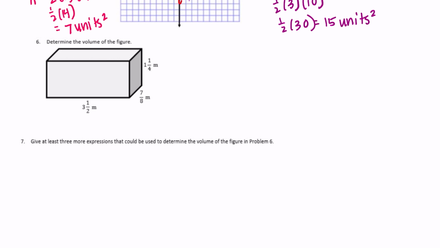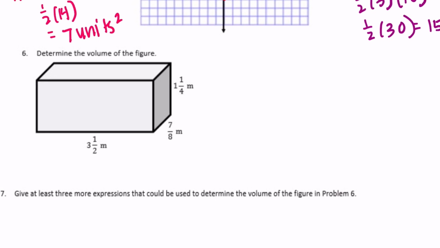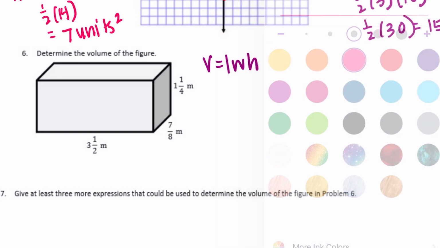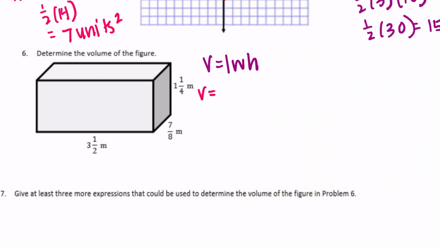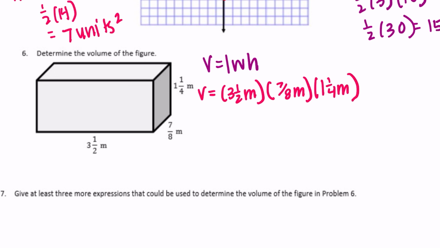All right, number 6. Determine the volume of the figure. So remember, volume is equal to length times width times height. So we have the length is 3.5 meters times the width is 7/8 meters times the height is 1 1/4 meters. Now they are all fractions, so I'm going to convert them into improper fractions. So 3.5 would be 7/2 times 7/8 times 5/4.